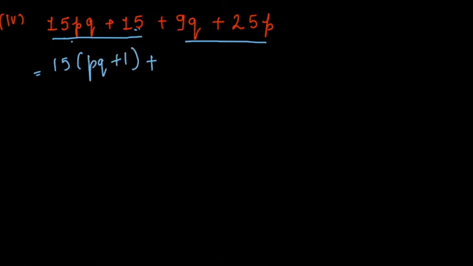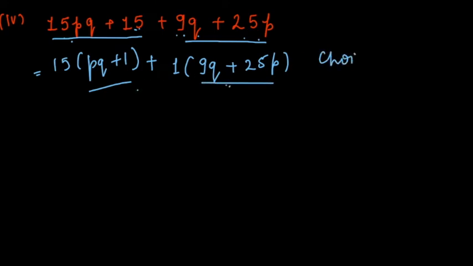Here if you see, I don't have anything common, neither 9 and 25, and even the variables are different. So I can write 1 as a common factor, 25 plus p. Now I'm not getting anything common between these 2 terms. It means my choice of regrouping is wrong. I have to make some other combinations for the regrouping of these terms. So how do we do that?